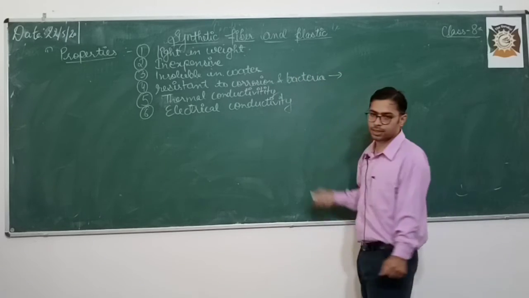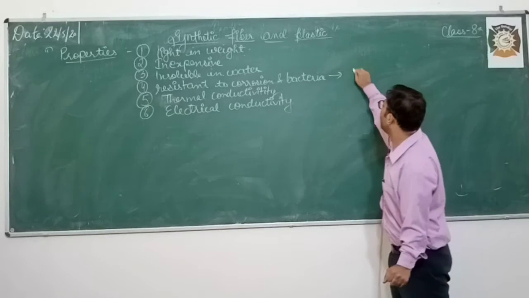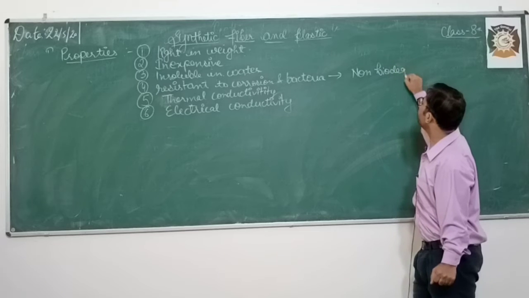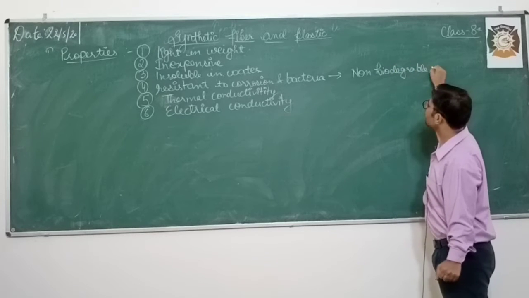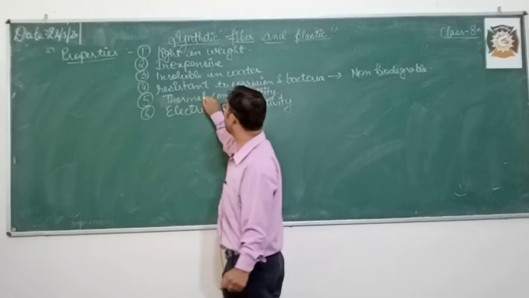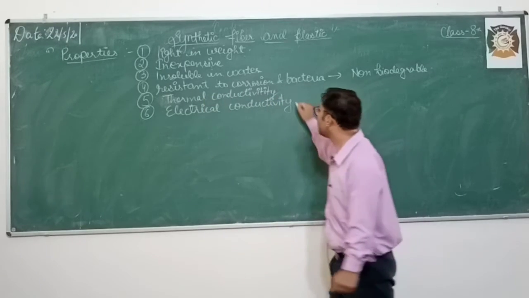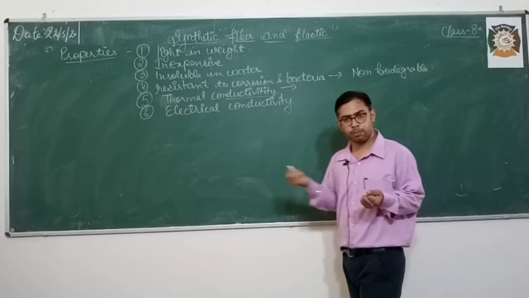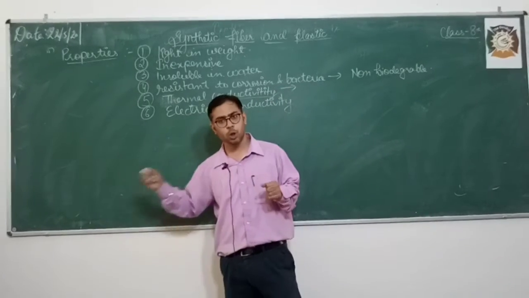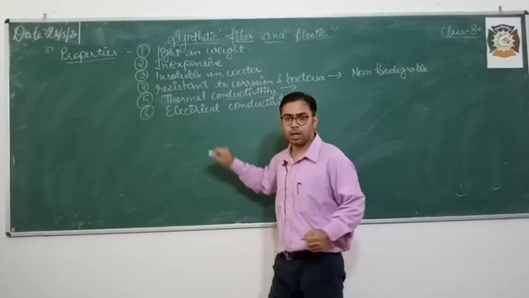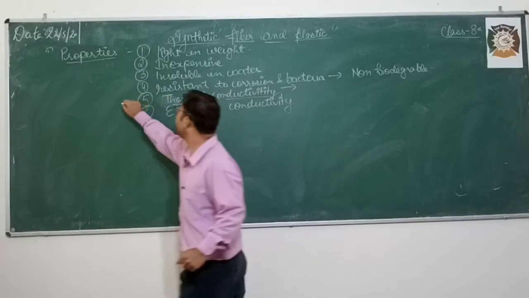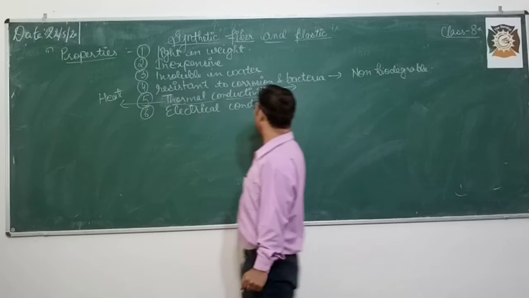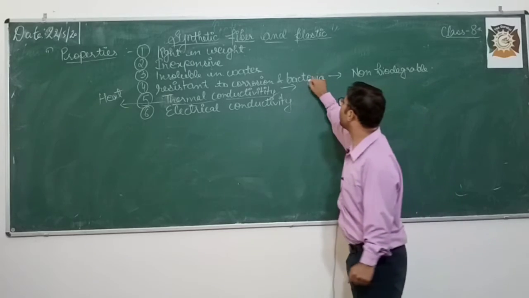Next thing, it is resistant to bacteria. Resistant to bacteria means the bacteria cannot degrade it, and hence it is non-biodegradable in nature. Okay, next come to the thermal conductivity and electrical conductivity. Thermal conductivity means the property by which the substance or material allows anything to pass through it. So in thermal property, thermal means heat. So heat conductivity. What I am trying to say is that these plastics are poor conductors of heat.